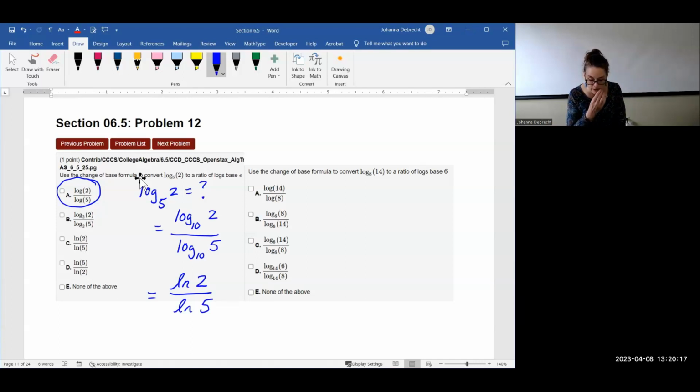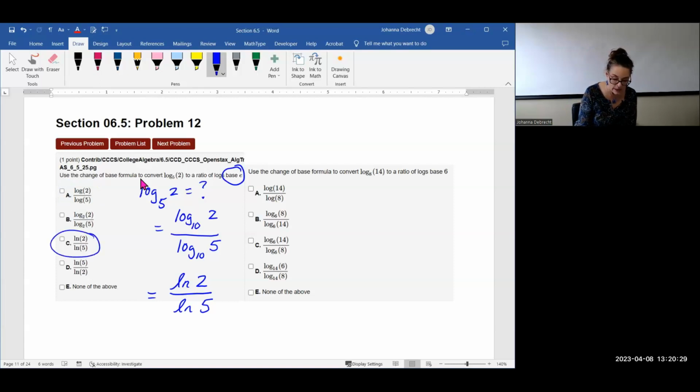It looks to me like we've got more than one possibility here. Oh, except it says use base e. So if we want to use base e, then we're looking for this one right here. But in actuality, this one also works as well and will work on your calculator. Let's look at this one.